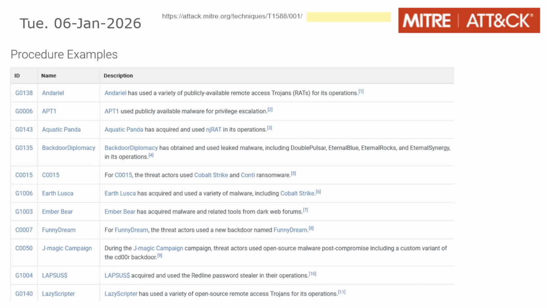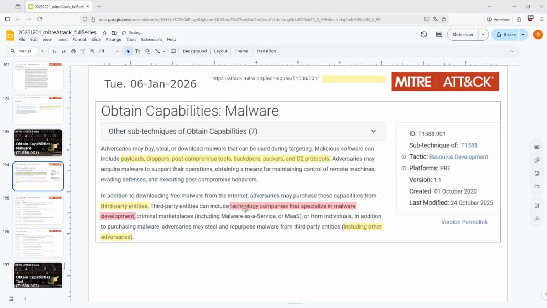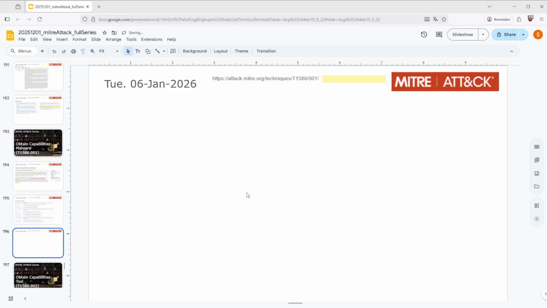So as you can see, in all of these cases that we at least copied, there are a few more, not even one of them went to a third-party service and bought it. So that underlines a little bit my assumption that this technology company specialized in malware development might be, maybe not. I mean, these might not exist as far as I can tell.